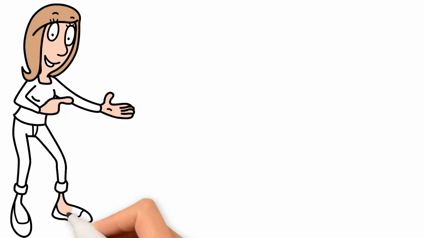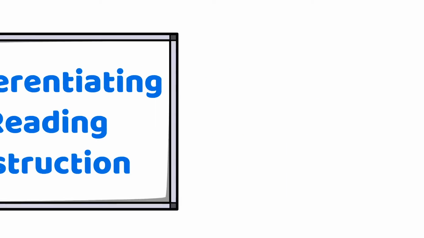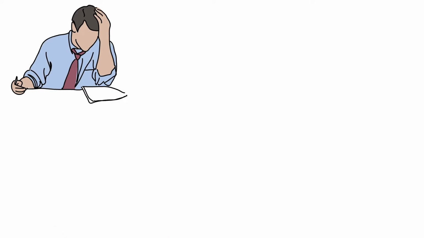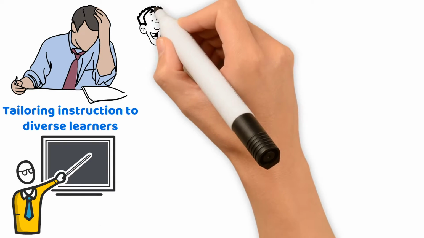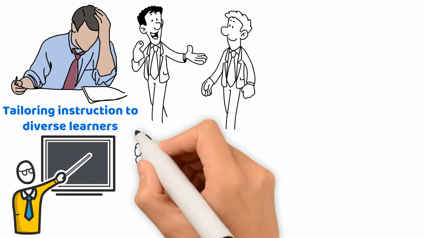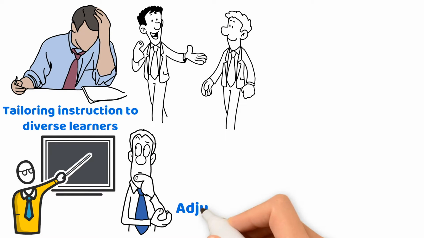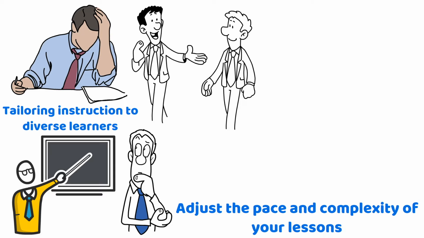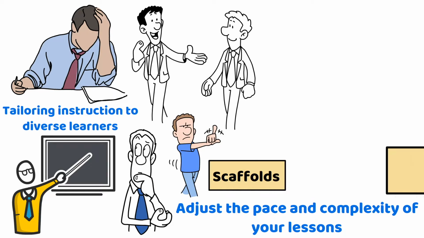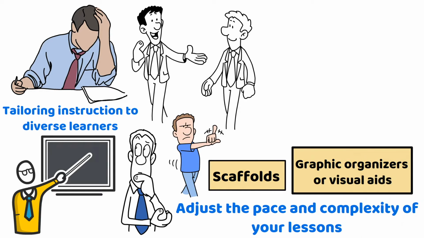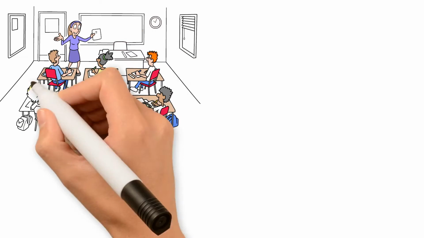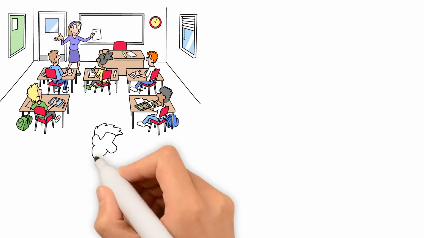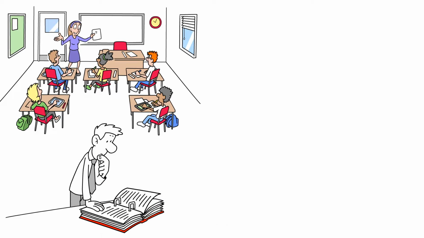Moving on, next, we have differentiating reading instruction. On test day, watch for questions about tailoring instruction to diverse learners. Here's your insider tip. Differentiation is your best friend. Start by assessing what your students know. Use this info to adjust the pace and complexity of your lessons. And don't forget about scaffolds, like graphic organizers or visual aids, to support learning. Remember to look for ways to group students effectively. Whether it's whole class, for uniform lessons, or mixed groups for varied interactions, your strategy should fit the reading level and needs of your students.